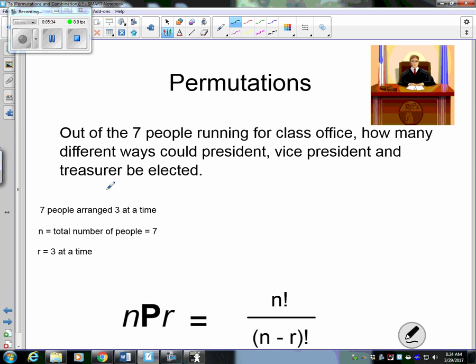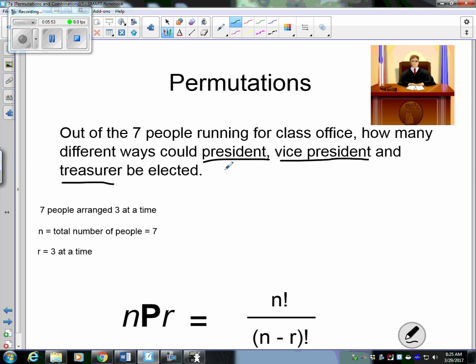So here's another permutation. Out of 7 people running for class office, how many different ways could a president, vice president, and treasurer be elected? So that's if your president is the biggest, highest vote getter, vice president is the next highest vote getter, and treasurer is the next highest.